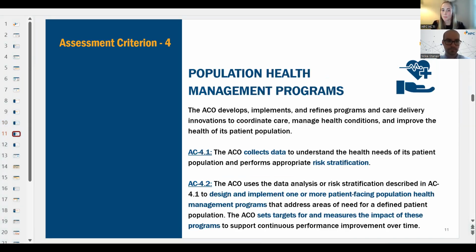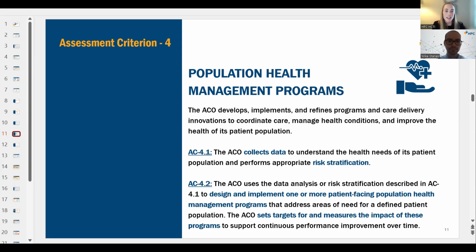Moving on here, the fourth assessment criterion focuses on how ACOs develop, implement, and refine population health management programs and other care delivery innovations to really improve care coordination, to better manage health conditions, and to improve the health of its overall patient population. Like AC3, this criterion is split into two parts, where in the first part, we ask ACOs to describe their approach in the form of a primary source document or an original narrative for collecting and using data to stratify its patient population, ultimately for the inclusion in population health management programs.